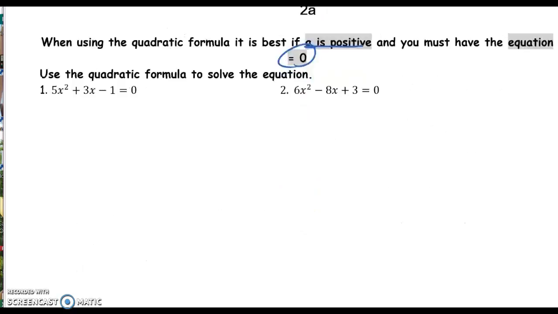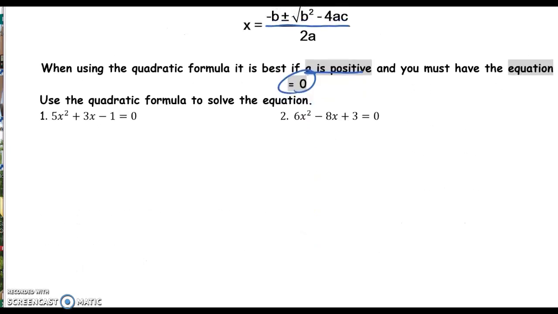So here's how we use this. First thing you need to do is figure out what a, b, and c are. So in this problem, a is 5. A is always the number in front of x squared. B is the number in front of the x, 3. And c is the constant by itself, the negative 1.